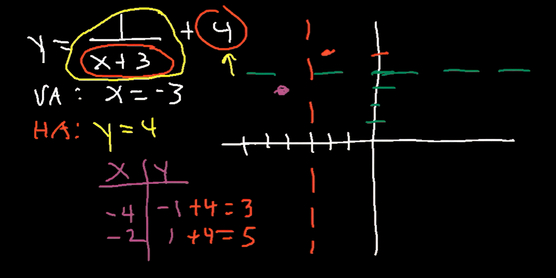So somewhere over here. Now we can make our graph. So this one's going to look something like this, and this graph is going to look something like that. As you can see, it's been shifted left 3, up 4.